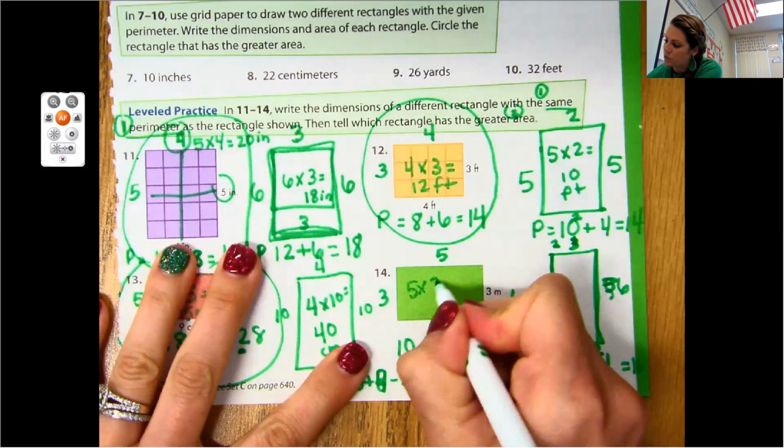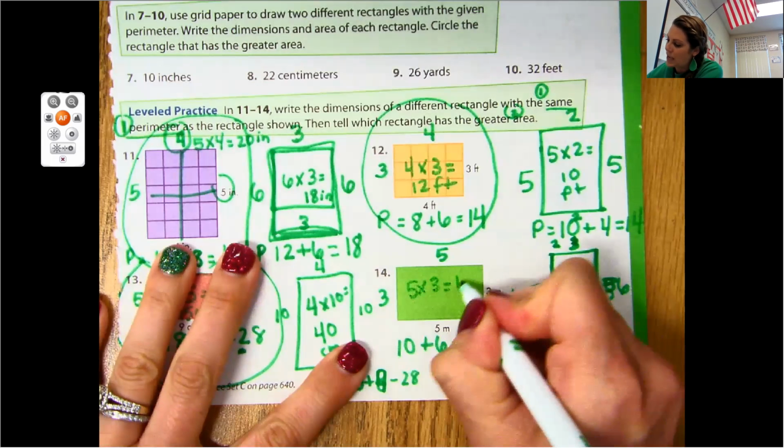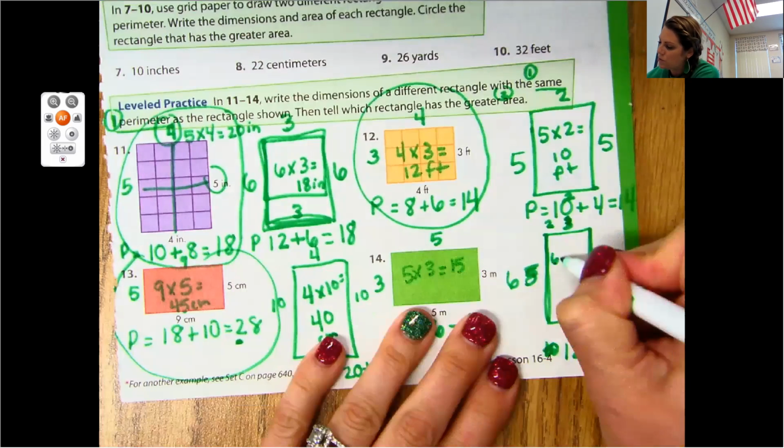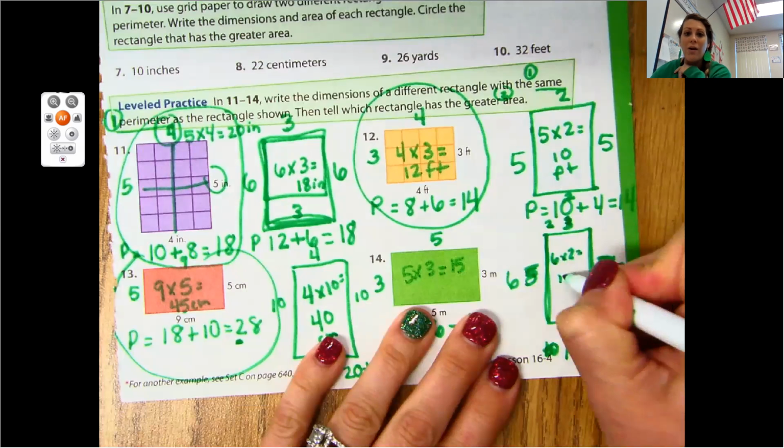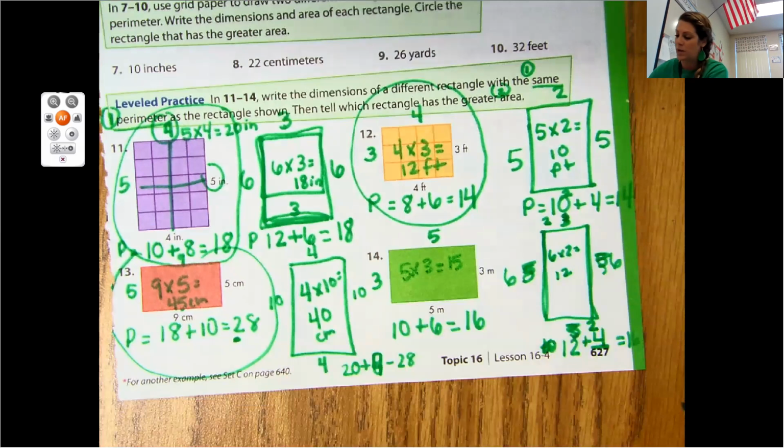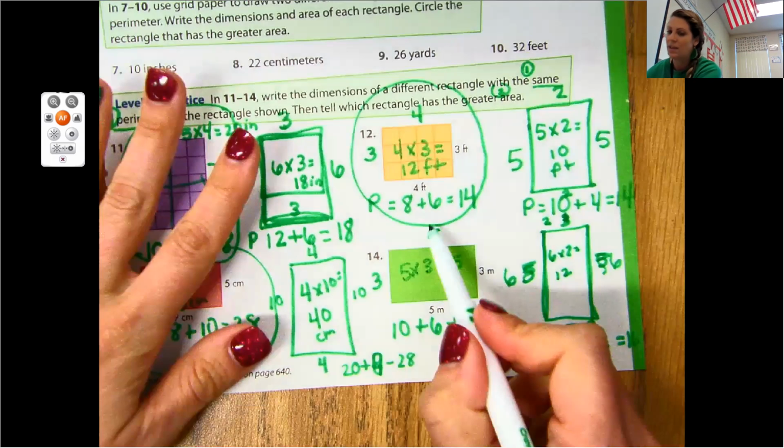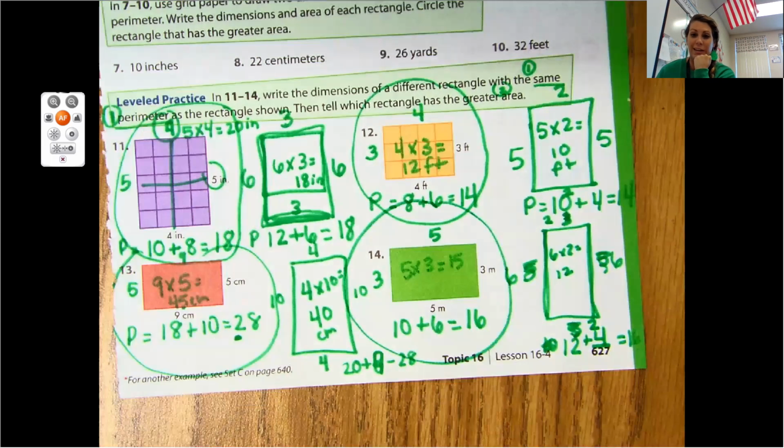5 times 3 equals what? 18. And 6 times 2 equals what? 12. Go ahead and circle which one has the greater area. There you go. All right. Hopefully you are not too lost.